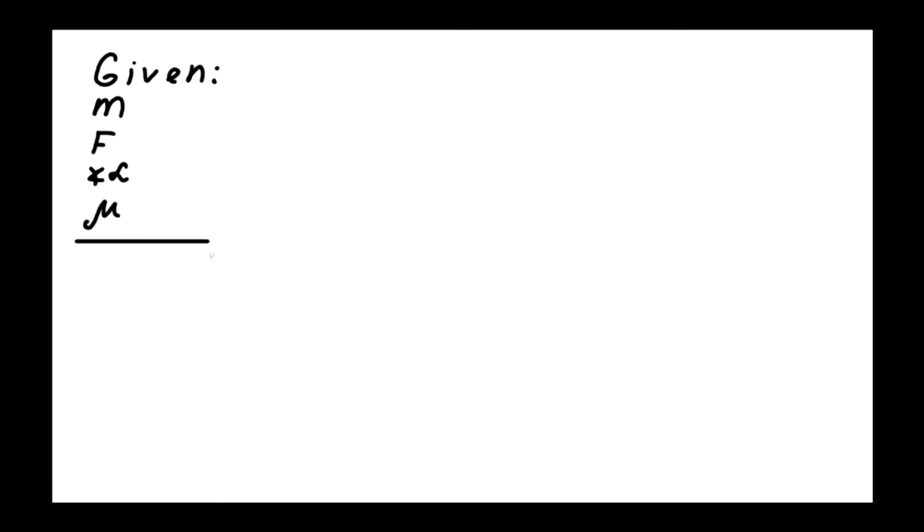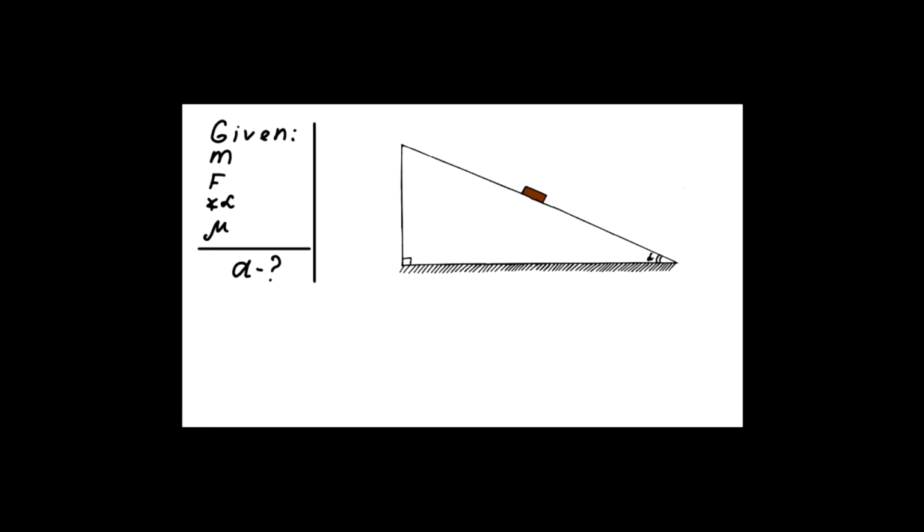Suppose we need to find an acceleration. Please note that I drew vector quantities without arrows. So we have an inclined plane on which there is a body of mass m.